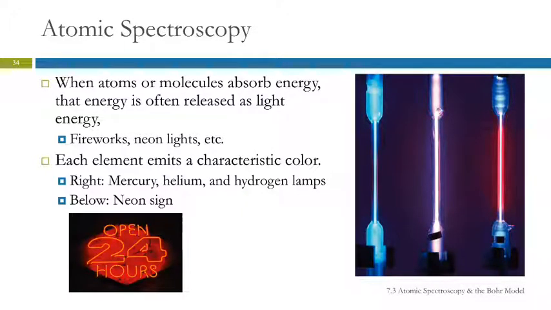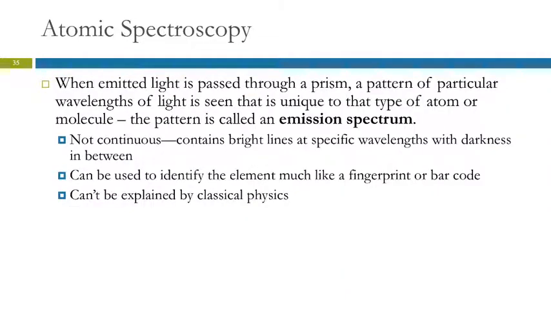Each element emits a characteristic color. Here we've got a mercury lamp, a helium lamp, and a hydrogen lamp. And they have different colors that they emit, and those colors are characteristic of that element. Doesn't matter who makes it, when, or how, they're going to emit the same colors.